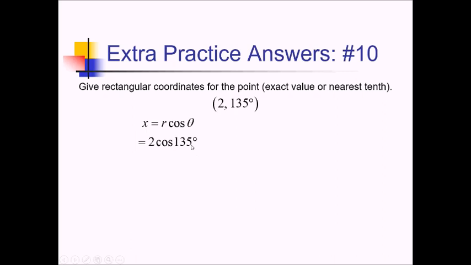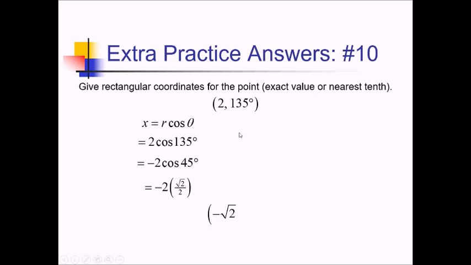So 135 has a reference angle of 45 degrees because we're 45 degrees away from the closest x-axis angle of 180. Cosine is the x value of the angle. That's going to be negative at 135 degrees because you're to the left of the y-axis. So we can rewrite this as negative 2 times the cosine of 45. Cosine of 45 is root 2 over 2. Canceling out these 2's, we end up with an x value of negative radical 2.